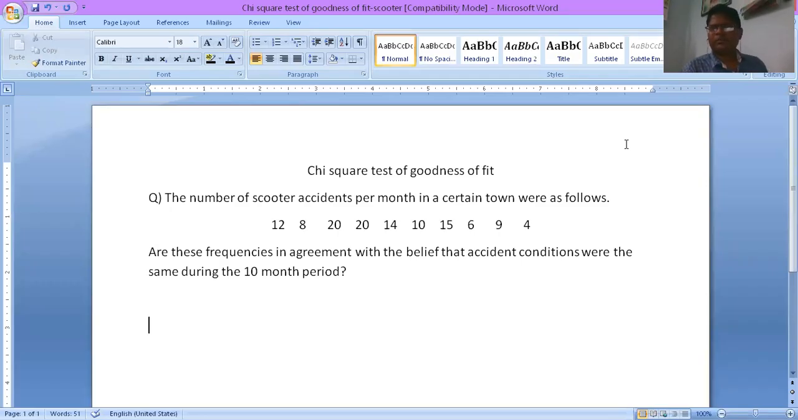So once again, we are going to work out a chi-square model for the goodness of fit. Here, there is a different problem. Let us understand the problem. The number of scooter accidents per month, on an average, up to 10 months, the data is being given.